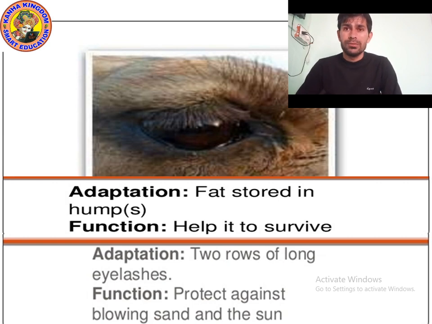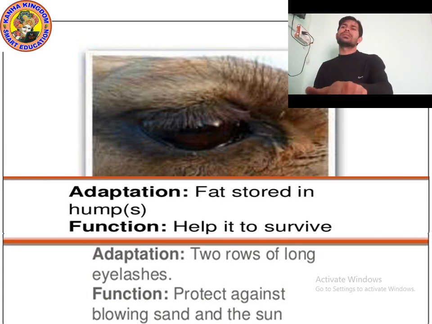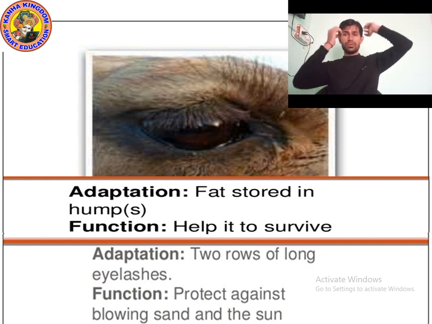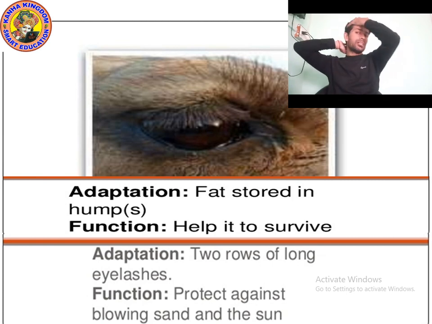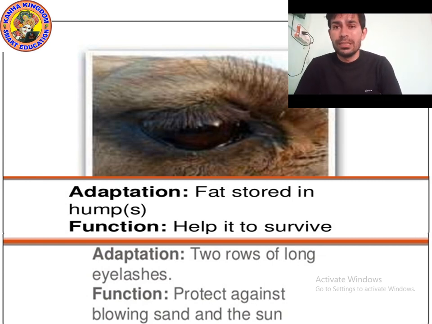First of all, we will study these two adaptations, then we will revise whatever we studied in the previous class. As you can see, I have written two adaptations. Adaptation number one: fat stored in hump. The camel has a hump in which fat is stored. Because it stores the fat, it helps it to survive when there is no availability of food or water.